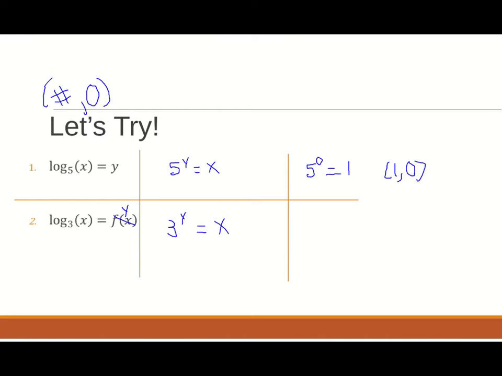And you should start seeing the pattern by now. We're still looking for those x-intercepts, so we're going to replace that y value with a 0. And we know anything to the 0 power is 1. So once again, this x-intercept would also be 1, 0. So now you're able to find the x-intercept for these types of logarithms.